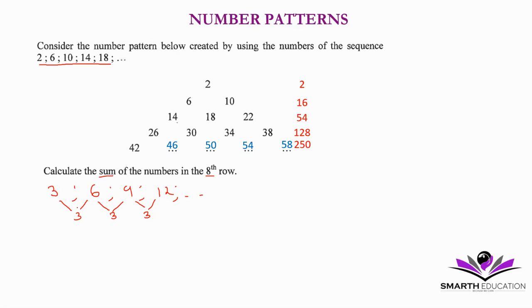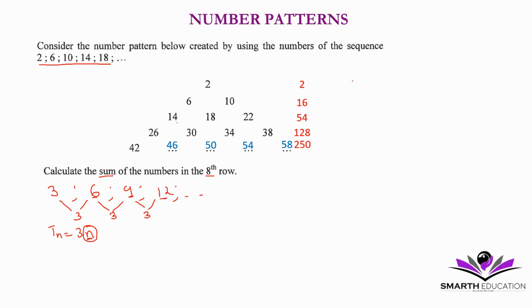How do we find the general rule? For this one, we just say Tn is equal to 3 times n. You see that we just multiply n by 3, or the position number by 3. 3 times 1, 3, 3 times 2, 6, 3 times 3, 9, 3 times 4, 12. So we're interested in the n here.